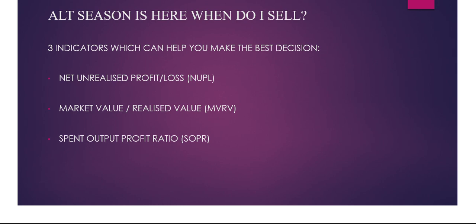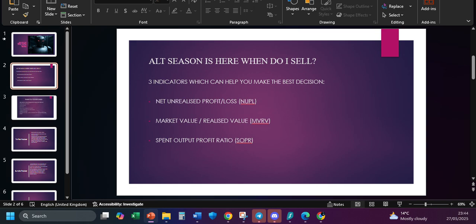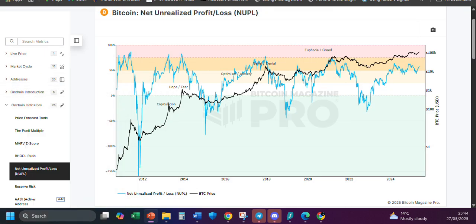So the indicators on your screen now are the net unrealised profit and loss, the NUPL, the market value divided by realised value, the MVRV, and the spent output ratio, or the SOPR. Okay, so the first chart we're going to have a look at is the net unrealised profit and loss, or the NUPL. The indicator is derived from the market value of Bitcoin multiplied by the number of coins in circulation.